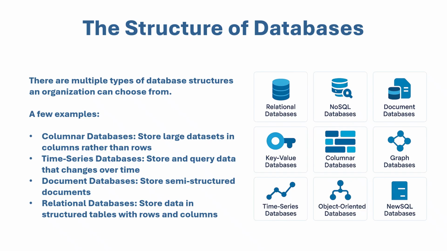Here are some examples. Columnar databases. These databases store data by columns, which allows for fast querying of large data sets. As a result, columnar databases are ideal for data warehousing and business intelligence applications. Examples of columnar databases include Amazon Redshift and Google BigQuery.